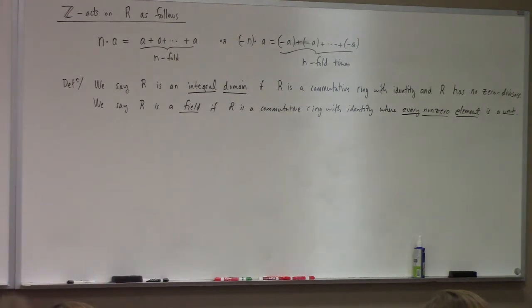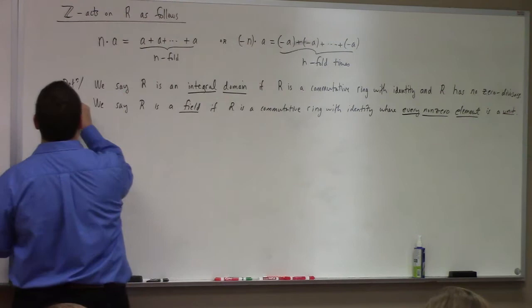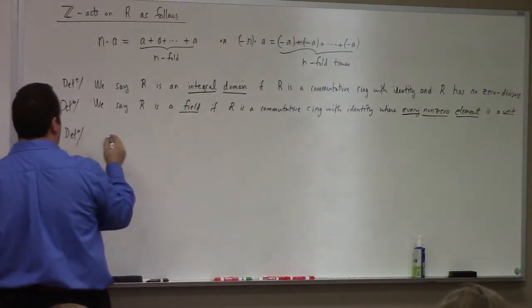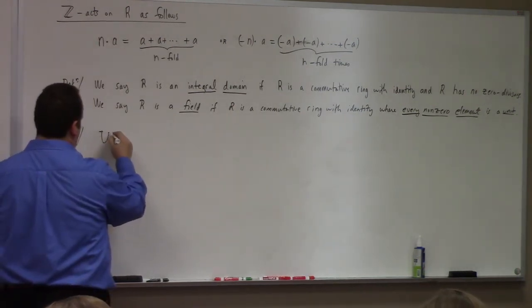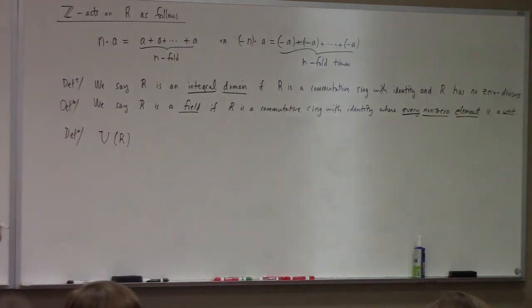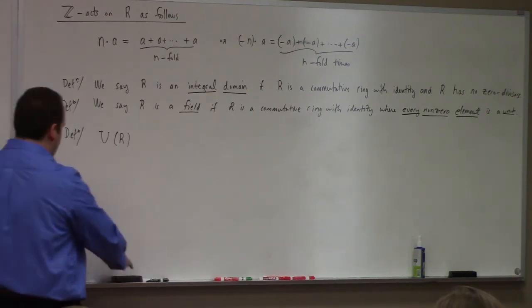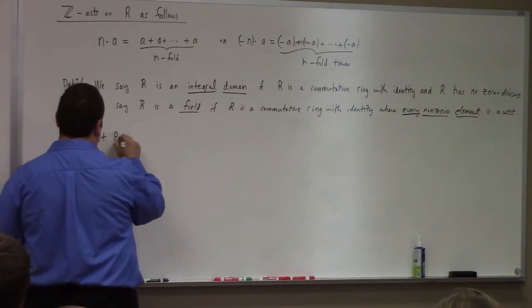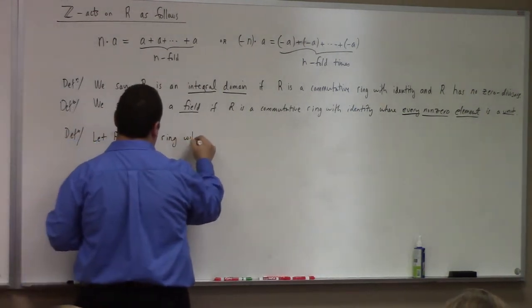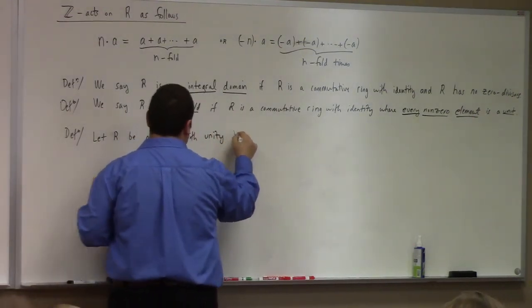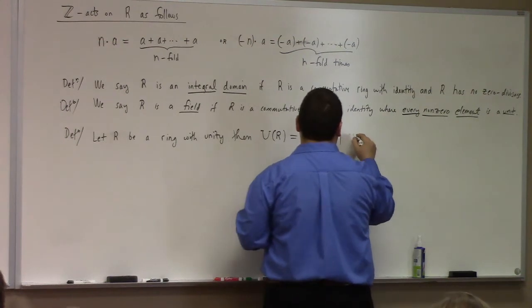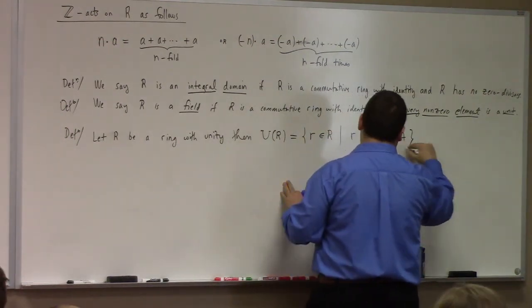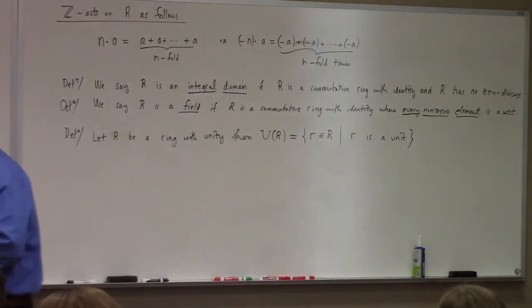All right, I've got one more definition to give you, and then I'll actually do examples. Finally, U of R. Sorry, let me back up here for a second. Let R be a ring with unity, or in other words, a unital ring. Then we can define U of R to be equal to the set of r in R such that r is a unit. So this last thing I've defined is the so-called group of units in a ring.